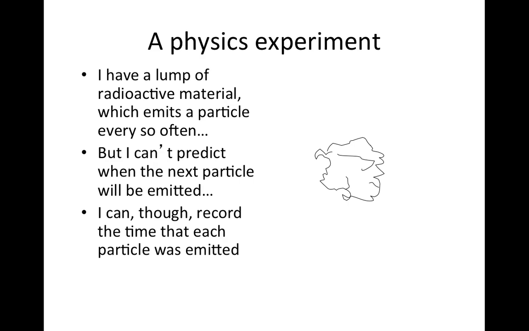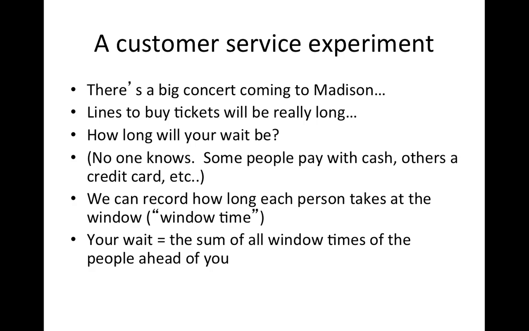Let's describe another experiment. There's a big concert coming to Madison or Whitewater, and lines to buy tickets will be really long. How long will your wait be? Well, no one knows, because the people in front of you sometimes take a long time. Sometimes they pay with cash. Sometimes they pay with credit card. Sometimes they have to write a check. Some people are buying 2 tickets. Some people are buying 8 tickets. Some people want to look at where their seats are. You never know how long you're going to wait in a line when you're buying tickets to something.